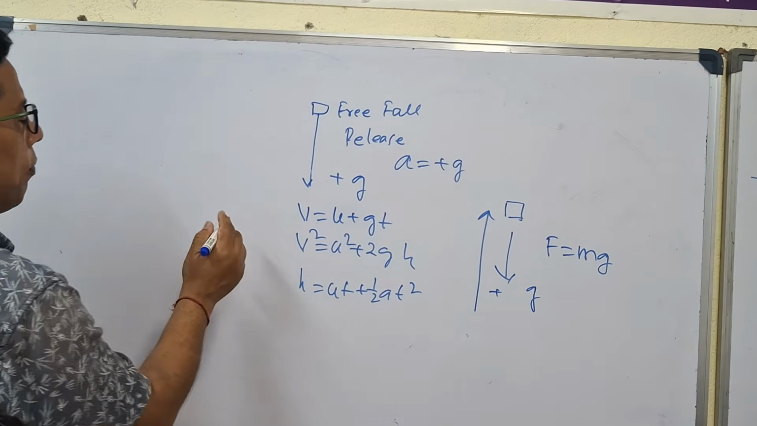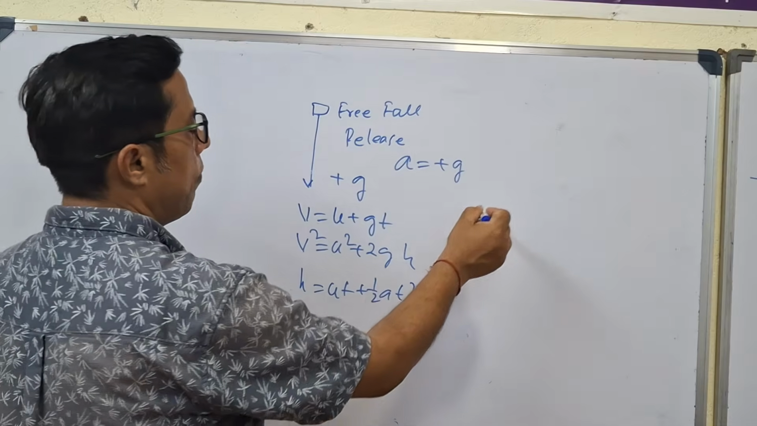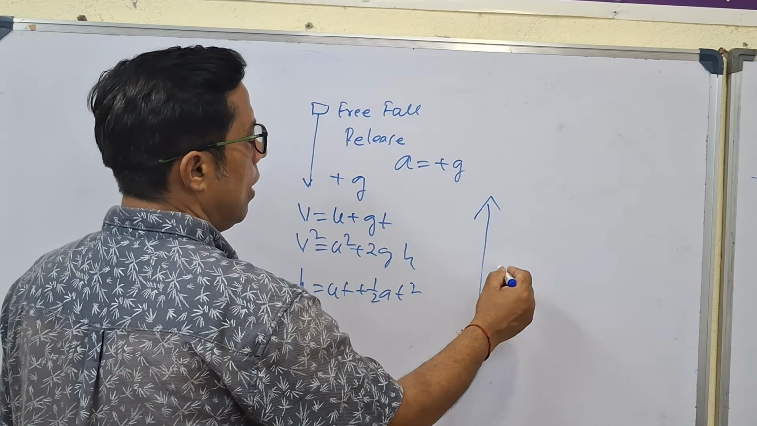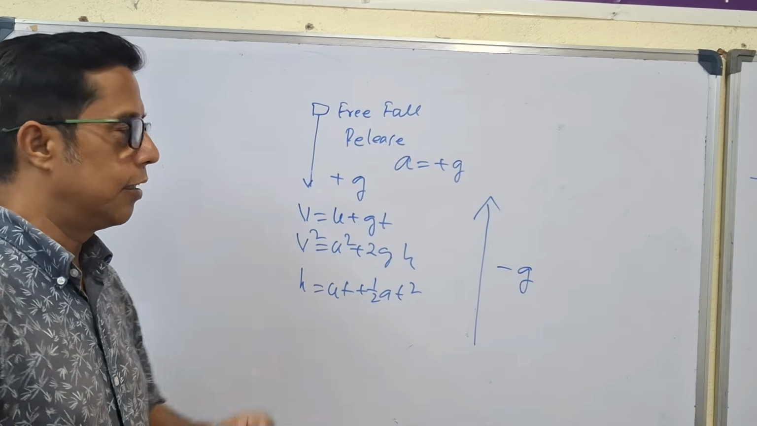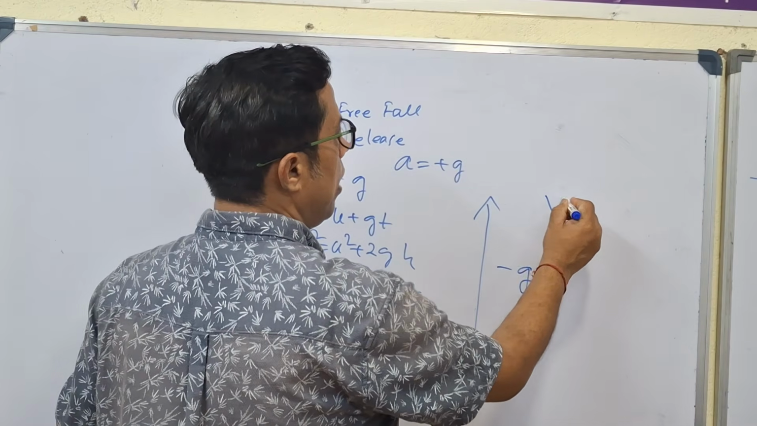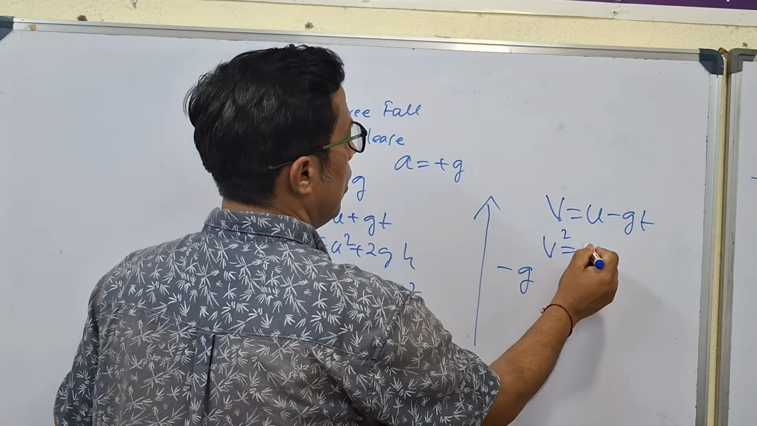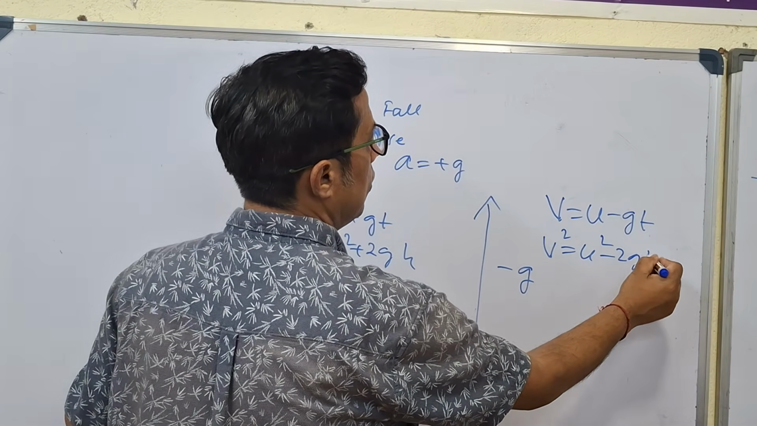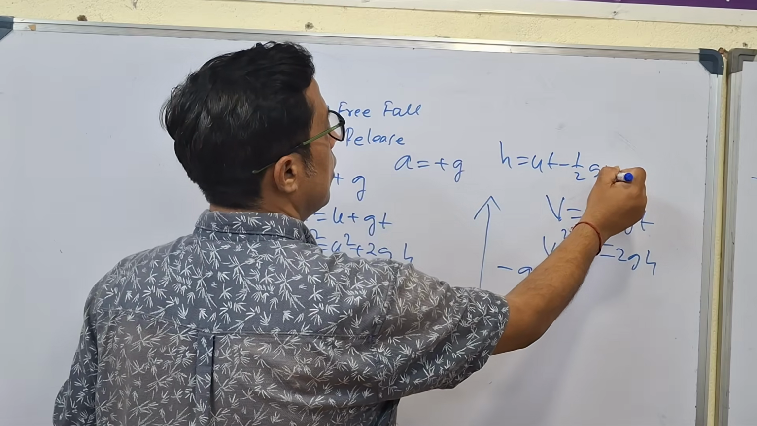Now, if you throw the ball upward, then what's going to happen? If you throw a ball upward, this acceleration will be minus g. You are going against the acceleration, right? So what happens? v = u − gt, v² = u² − 2gh, and h = ut − ½gt².